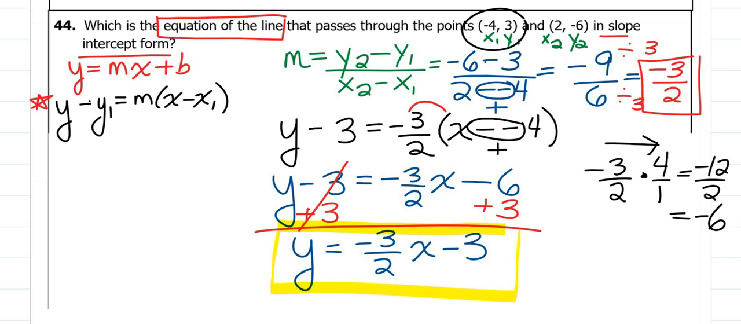Let's recap the steps. Find the slope, plug it into point slope form, and then convert point slope form into y equals form. Those are your 3 steps. All right, let's move on to the last problem on this page.